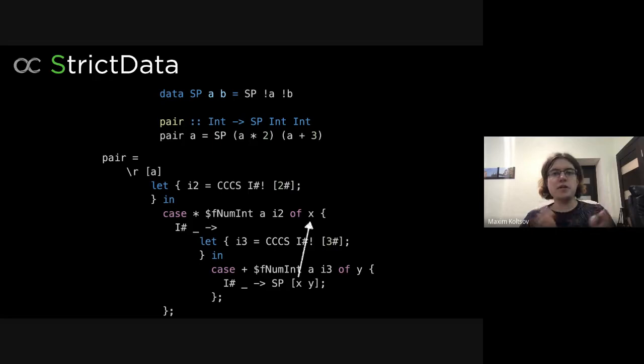So to summarize, it's a nice practice to make fields in your data types strict. And there is even an extension called StrictData. You can enable this per file or in your cabal file for the whole project. It will make all fields in all data constructors you are defining strict by default. And of course, there is an escape hatch. There is a way to make a field lazy when you have StrictData extension enabled. So please refer to the documentation.